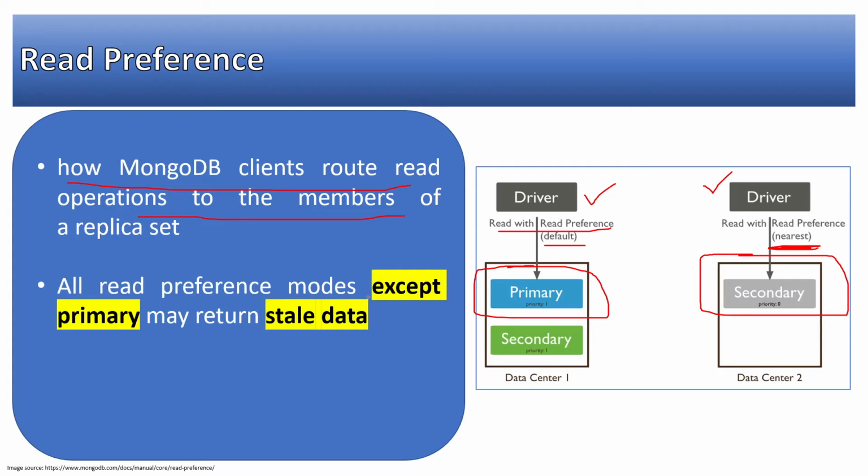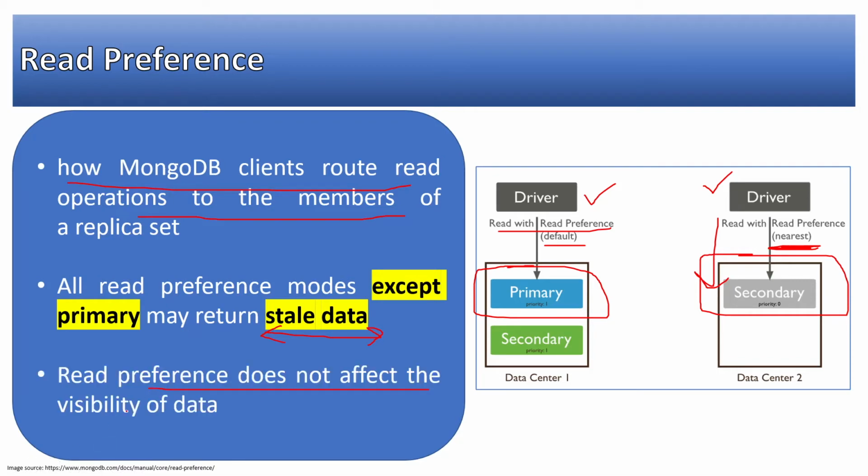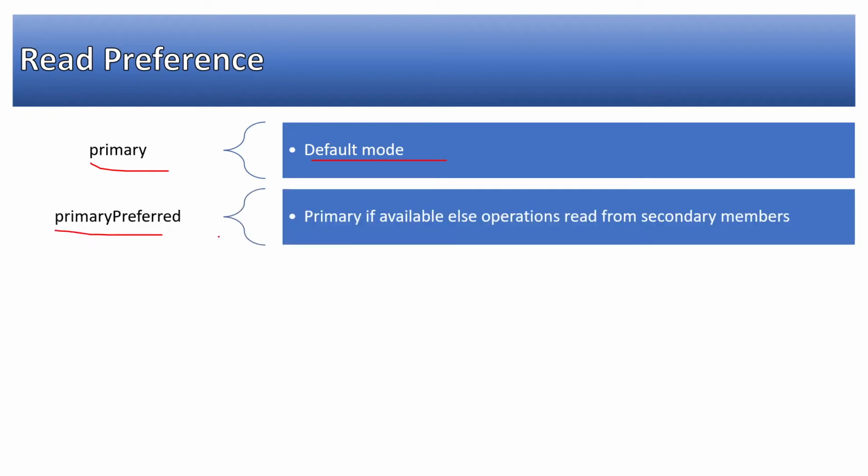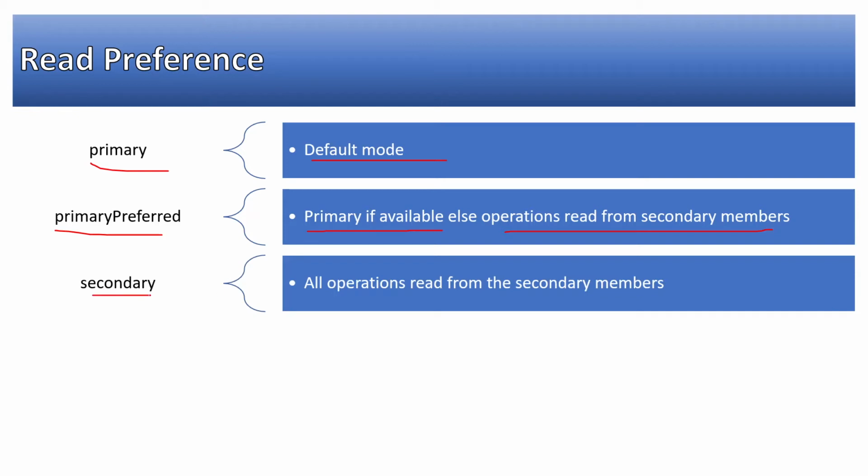All read preferences mode except primary may return stale data. Please make a note of this. This is very critical. In case you want to read from anywhere except primary, beware that it can return a stale data. It does not affect the visibility of the data. Read preferences primary, which is the default mode, and it will always read to primary. Primary preferred, client will send requests to primary if available, else operations read from secondary members also. Self-explanatory. Secondary, all operations read from the secondary members rather than primary.